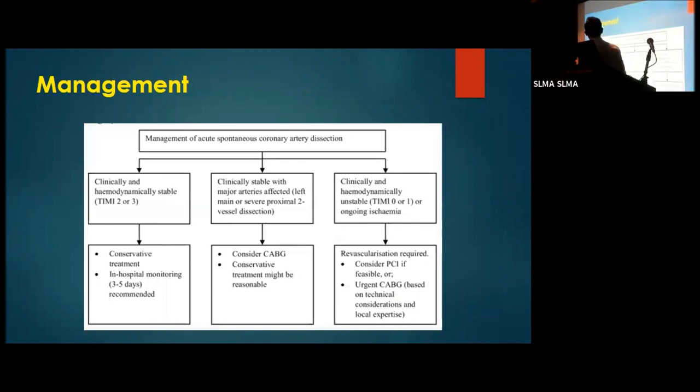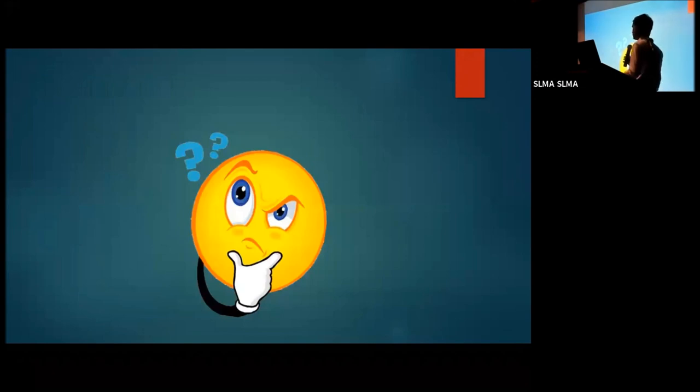So management-wise, most of the time, if the patient has TIMI-2 or TIMI-3 flow, that means adequate distal flow to the myocardium, we tend to manage conservatively as much as possible. And if the patient is hemodynamically unstable, has ongoing pain, or if there is no flow at all, or TIMI-1 flow, meaning very sluggish flow to the distal myocardium, we try to intervene with a PCI. Or if PCI is not favorable, then we go to CABG. So that brings me to the end of my presentation.